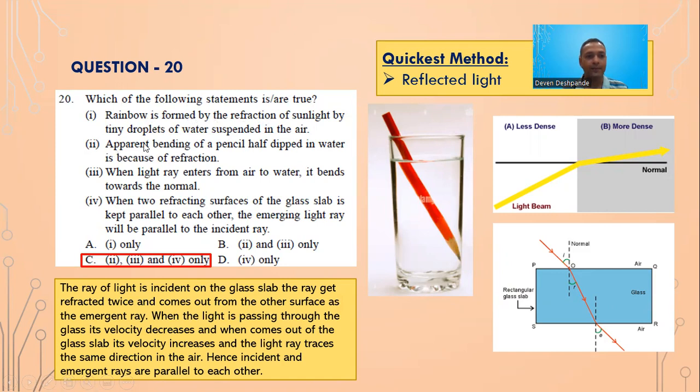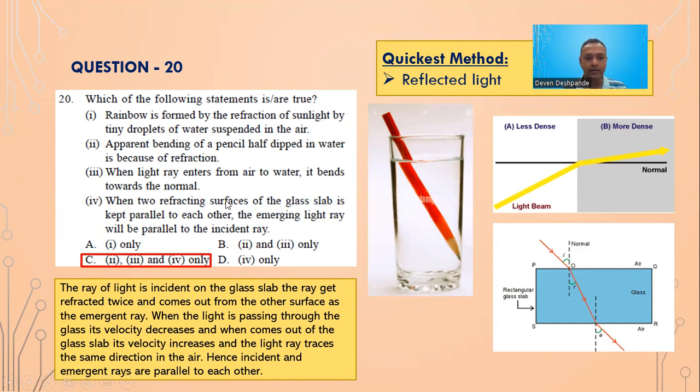Second one is apparent bending of a pencil half dipped in water is because of refraction. This is true, isn't it? You must have seen this. And when a light ray enters from air to water, it bends towards the normal, which is correct. So the light beam is in air, which is less dense, and when it enters water, which is more dense, it basically refracts towards the normal or perpendicular to the medium, isn't it?